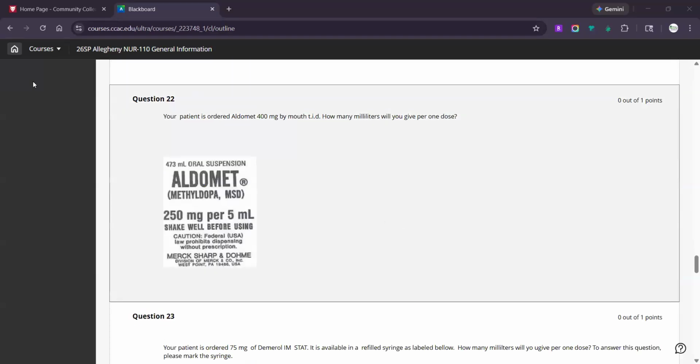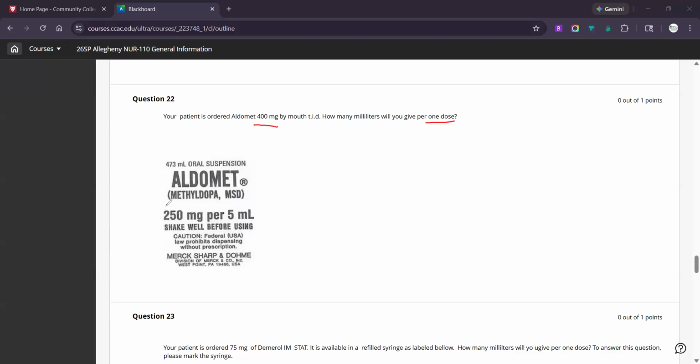All right, 22. This is the Aldomet question. This one says your patient has ordered Aldomet 400 milligrams by mouth 3 times a day. And it says how many milliliters will you give in one dose? So we're looking for mL.